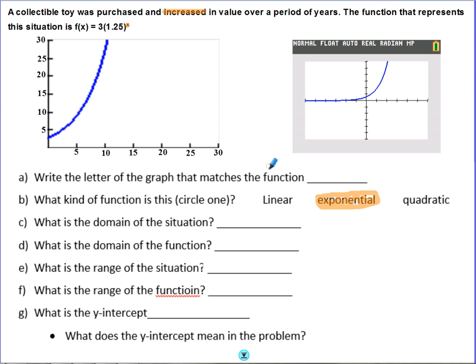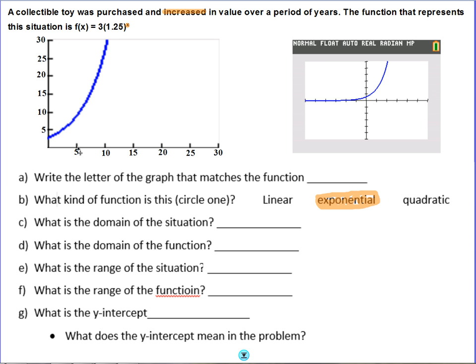Okay, again, part A, write the letter of the graph that matches the function. That has to do with the activity in class, and we don't need it for the video. Okay, what's the domain of this situation? Well, the situation, that means our x values. Okay, what values can we talk about here in terms of x?